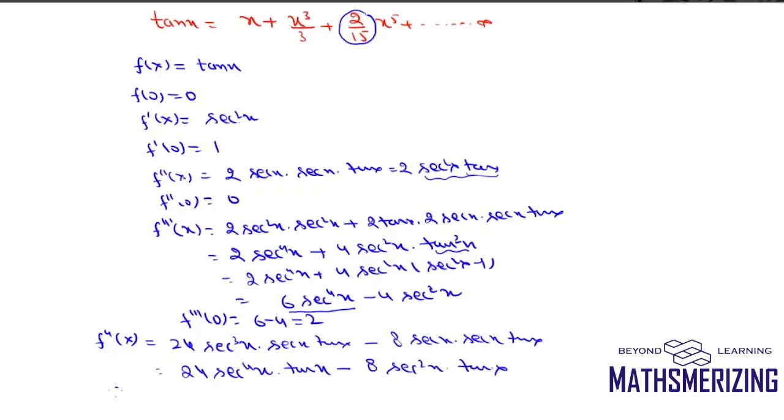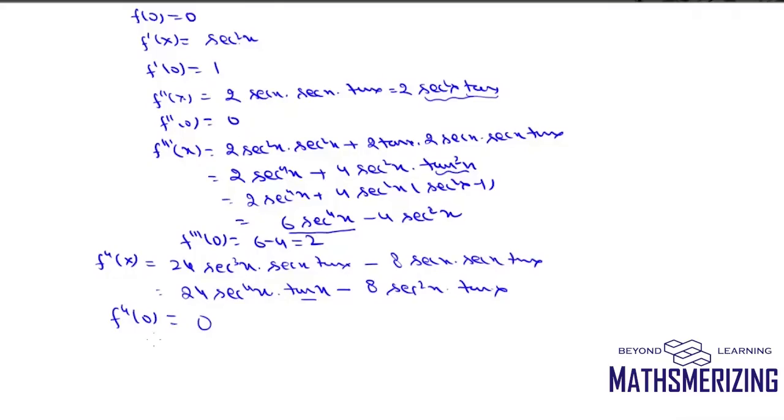Now if I put again x as 0, the fourth derivative of this function at 0 will be simply 0, because I have tan x in both terms here. Now I need to differentiate it one more time. Now I'll find the fifth derivative of this function. So again I'll need to use the product rule.